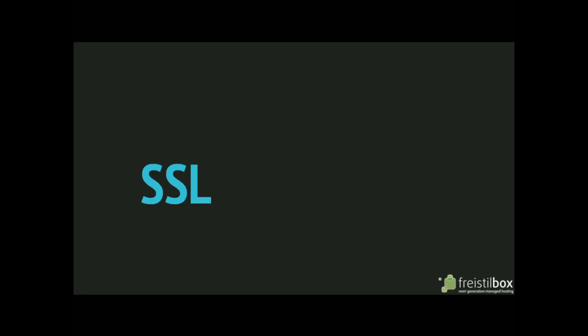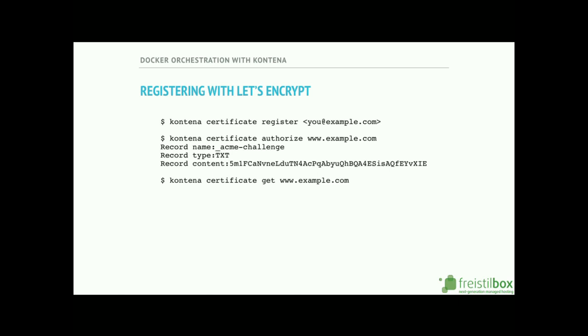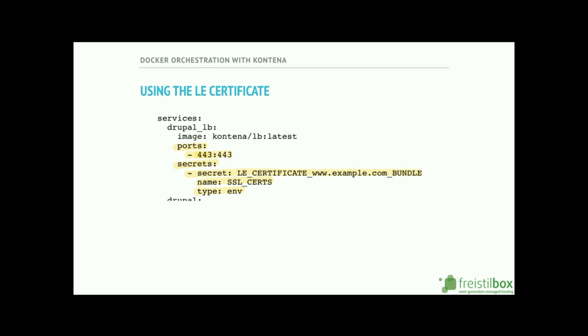So just a quick look at SSL, because that's equally easy. You can use Let's Encrypt. You simply say, okay, I'd like to register at Let's Encrypt with my email address, and I'd like to authorize to get a certificate for www.example.com. I'll get the necessary DNS authentication details that I'll have to add in a DNS record, and as soon as that's propagated, I can use container certificate get, and I'll get my certificate. That certificate will be automatically stored in the container vault, and then can be used with the container load balancer simply by adding these additional settings.